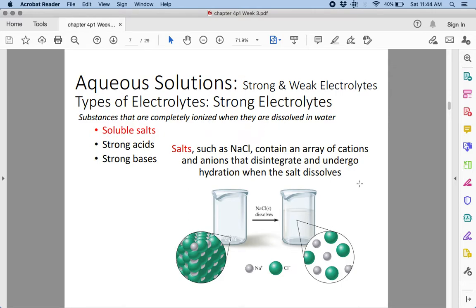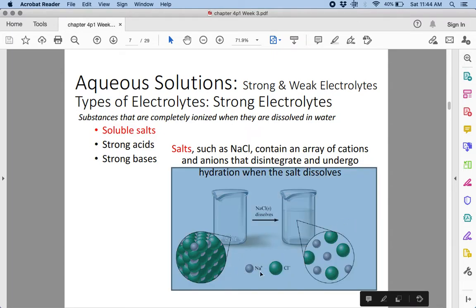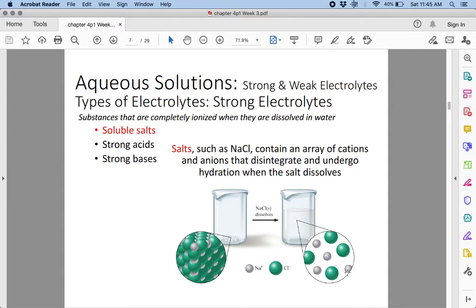So, when we're talking about strong electrolytes, let's dig deeper into each of these types of solutions. Typically, strong electrolytes are formed from soluble salts. So again, our example there was NaCl, or any other salt that will dissociate 100%. This will also happen with strong acids and strong bases. We'll define what a strong acid and a strong base is in a little bit. But these three types of solutes, when hydrated, will produce strong electrolytes, which means they produce lots and lots of ions in the water.